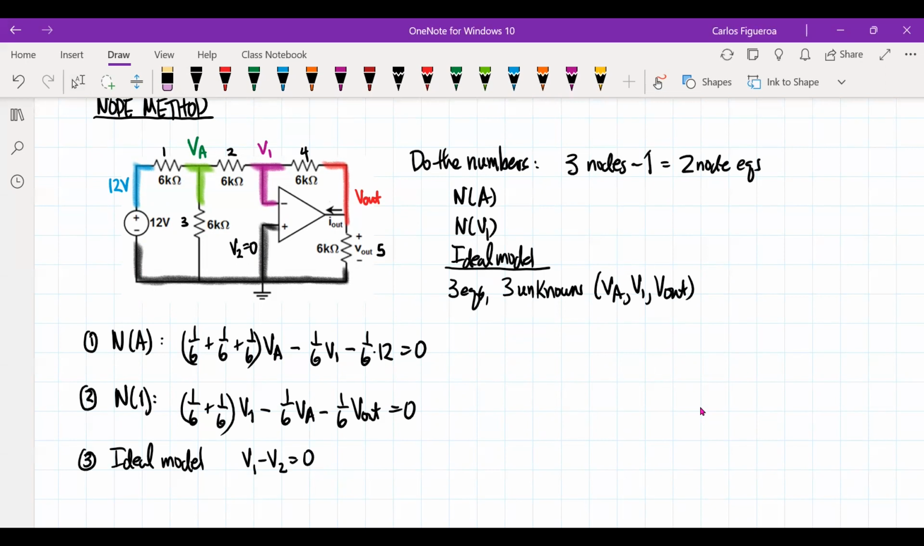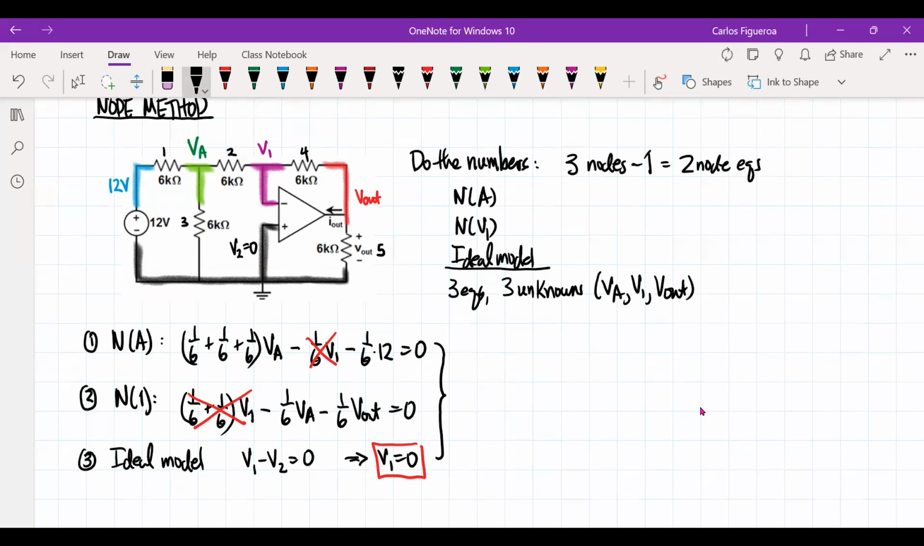Now that I've written down the equations, note that the ideal model tells you that V1 is equal to 0. That's an important condition right here. If I know that V1 is equal to 0, I can come back and kill off that term, kill off this term. So what this really means is that I only have 2 equations left.